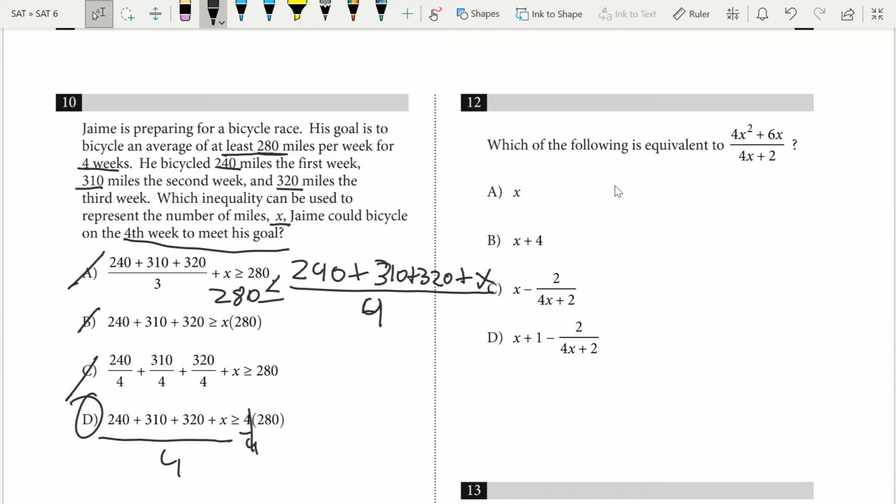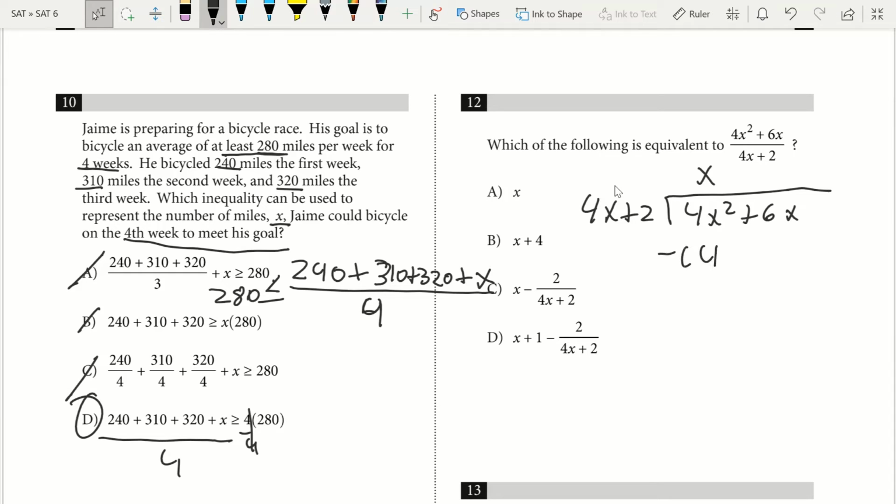Question 12. Which of the following is equivalent to 4x squared plus 6x divided by the quantity 4x plus 2? Well, what we've got to do here is set up our long division. So we'll have 4x plus 2 outside our box, and 4x squared plus 6x inside our box. Now we're going to look for 4x times what number gives us 4x squared. Well, 4x times x gives us 4x squared.